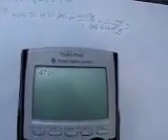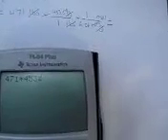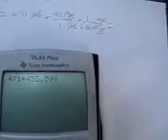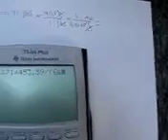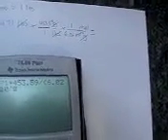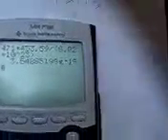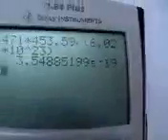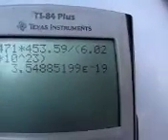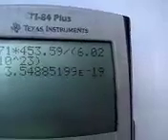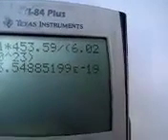Now when we grabbed our calculator, we typed in the equation, which is 471 pounds times 453.59 grams divided by 6.02 times 10 to the 23rd equals. Now we weigh 3.54885199 times 10 to the negative 19th.